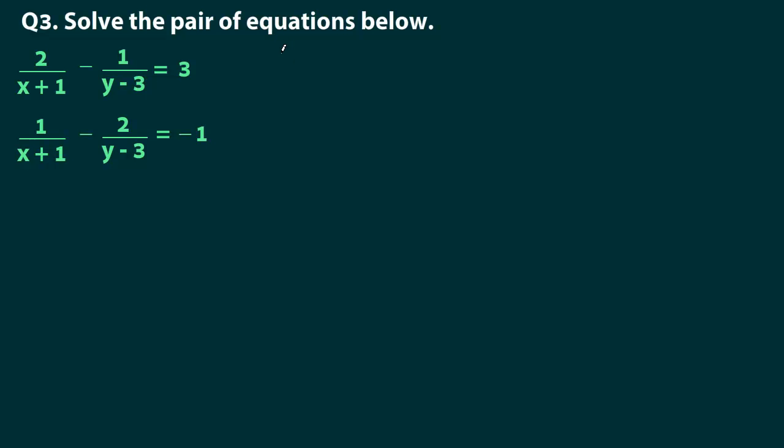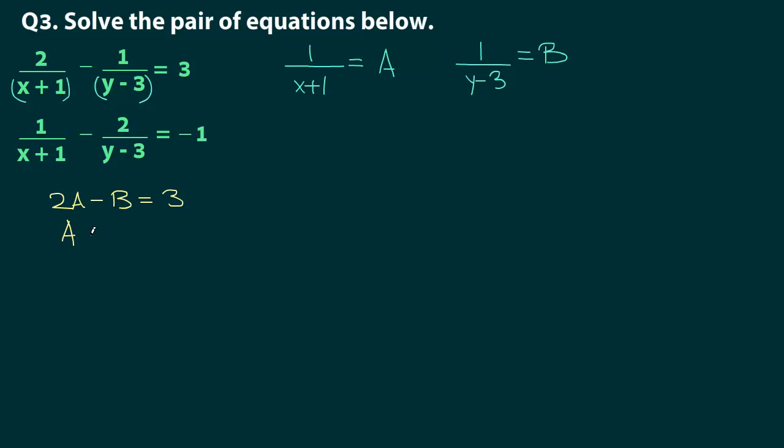We are going to assume that 1 divided by x plus 1 this time, because our denominator is x plus 1 and not x, let's assume this to be a. And similarly, here the denominator is y minus 3, so let's assume 1 divided by y minus 3 to be b, right? Now, once we have done this, this equation will become simply 2a minus b equal to 3, and this will be a minus 2b equal to minus 1.